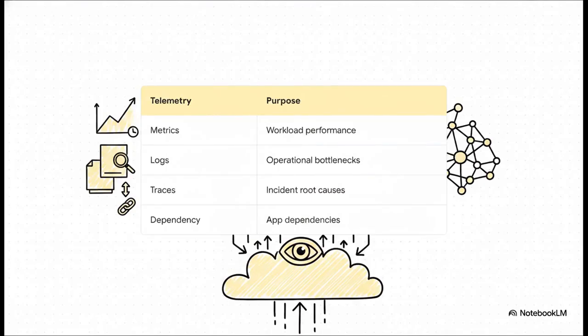Modern observability platforms give you this visibility through core telemetry signals. We've got metrics for high-level workload performance, logs for digging into those granular operational bottlenecks, traces to actually track requests across distributed services so you can pinpoint root causes, and dependency mapping to visualize that complex architecture. Brought together, these signals form a true enterprise telemetry platform. They allow engineering teams to finally make sense of system behavior across a massive scale.